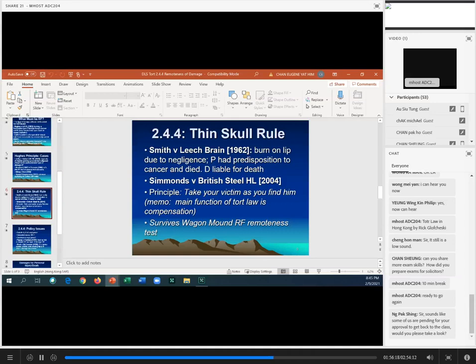But the House of Lords said no. The thin skull rule applies. You take your victim as you find him. And so in Simmons, the court allowed the plaintiff to claim damages for not only his physical injury, but also for his psychiatric injury. Okay? So there you are. The duty of care which the defendants owed to the victim, to the plaintiff, extended to the psychiatric symptoms as well as the physical consequences.